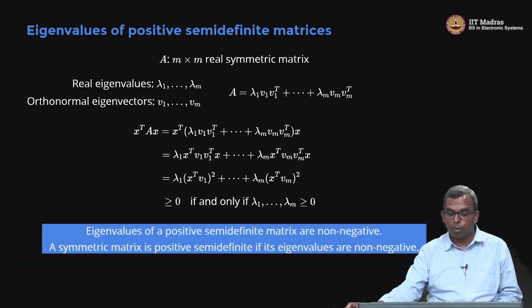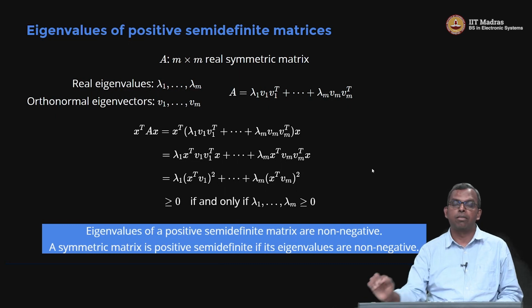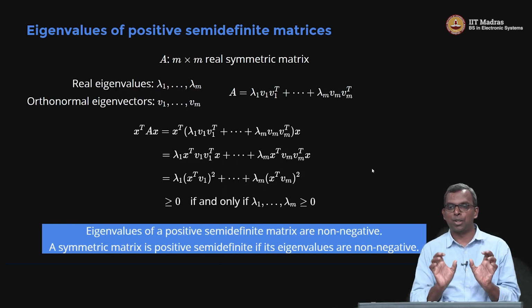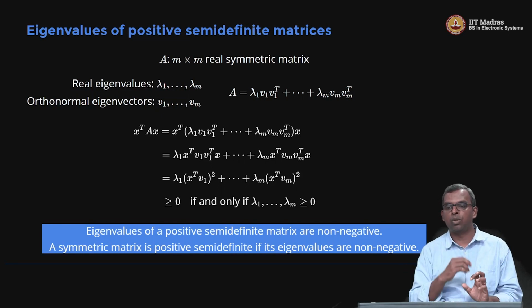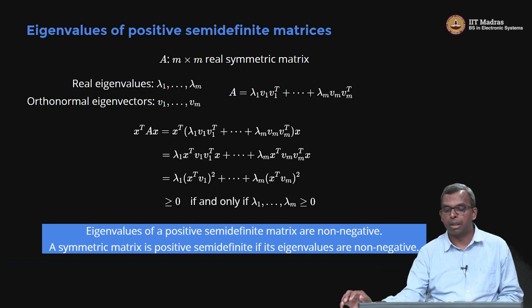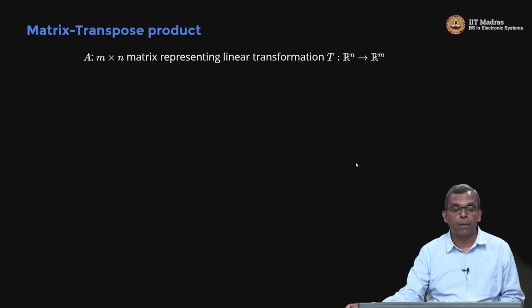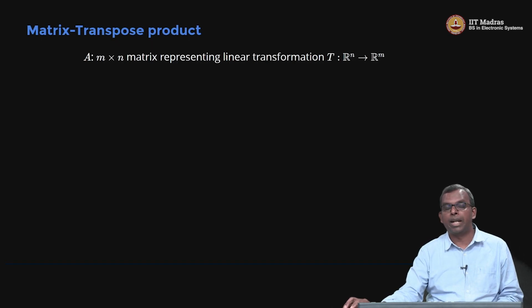So, eigenvalues of a positive semi-definite matrix are non-negative, and a symmetric matrix is positive semi-definite if its eigenvalues are non-negative. So, if and only if, okay, a very easy condition to check if a symmetric matrix is positive semi-definite. Compute the eigenvalues, they have to be non-negative, then it becomes positive semi-definite. Okay. So, finally, let me just conclude with another type of getting positive semi-definite.